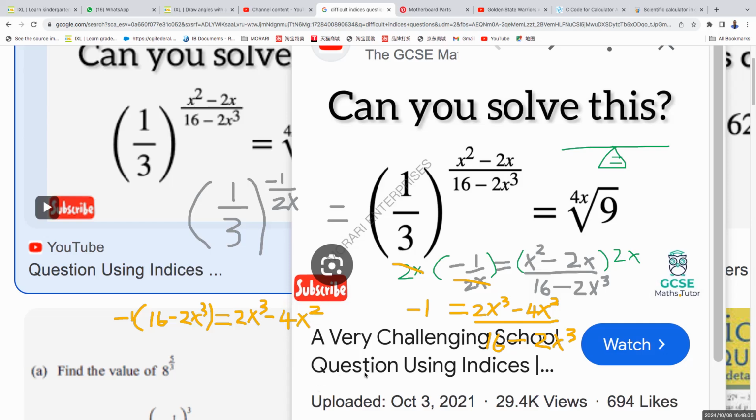Then once we multiply it now, negative 1 times 16 is negative 16. Negative 1 times negative 2x cubed, negative times negative, is positive 2x cubed. So this is the same as also what?